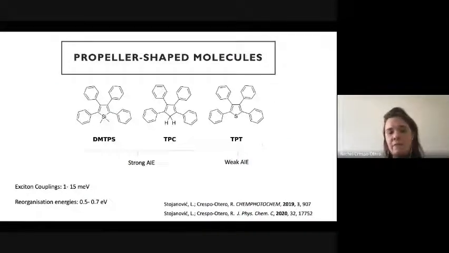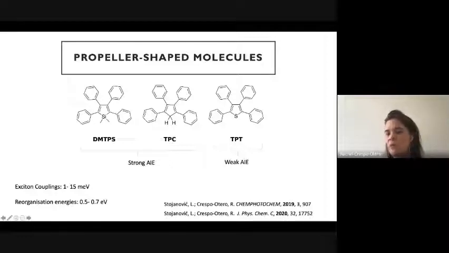So now that I've described the main techniques that we use for analyzing this kind of problem, I'm going to show you some examples of the systems that we've been looking at. The first case is propeller-shaped molecules. These systems are examples of systems that show aggregation-induced emission. We have studied a series of systems that show a very interesting behavior. Essentially, this kind of system shows a structure with a central aromatic structure and some aromatic molecules attached. So you have a lot of vibrations here that, if you are in solution or in gas phase, are going to take the system to the ground state.